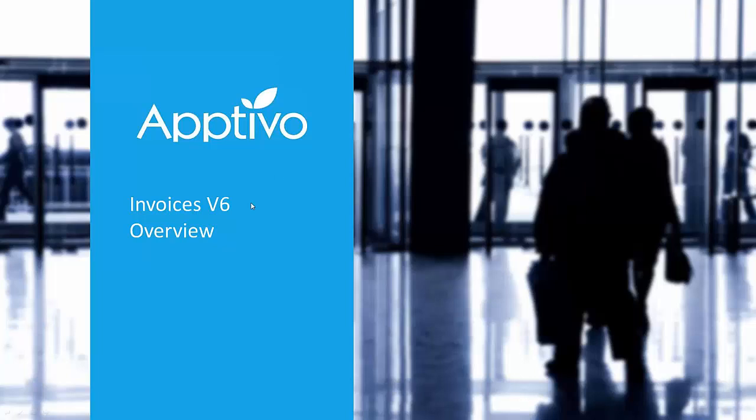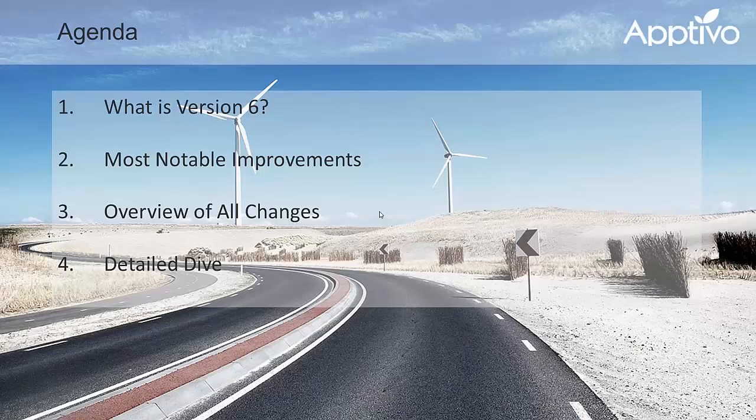So as far as an agenda for today, we're just talking about what is version 6. You might have already been using Apptivo. You heard about the V6 launch of the other apps inside of CRM. So we'll talk a little bit, at a high level, about what V6 is and what that means for an app as we do an upgrade. Then we'll talk specifically about the Invoices app, and what are the most notable improvements that have come along. Then we'll dive in, an overview of all the different changes that are going to be involved. We'll just talk at a very high level.